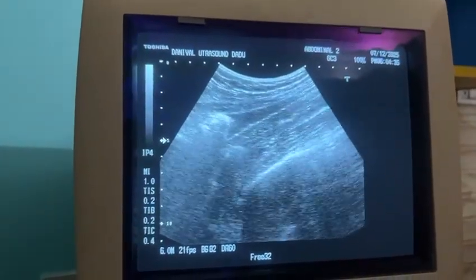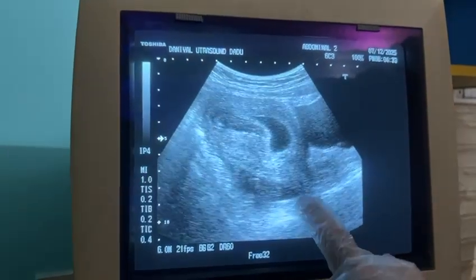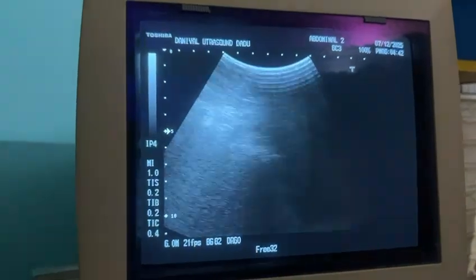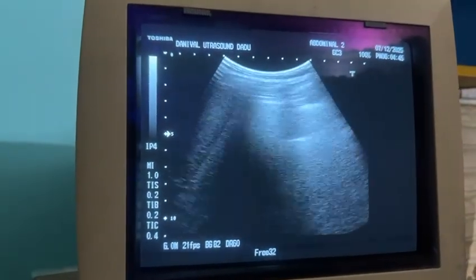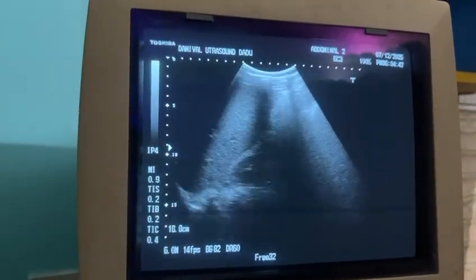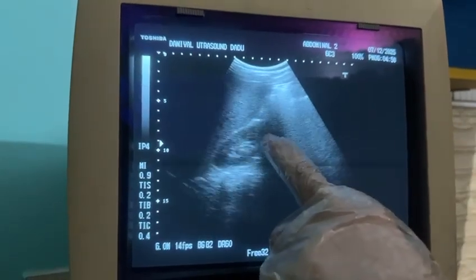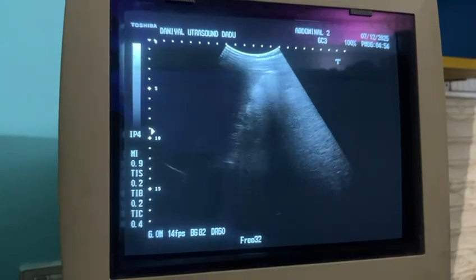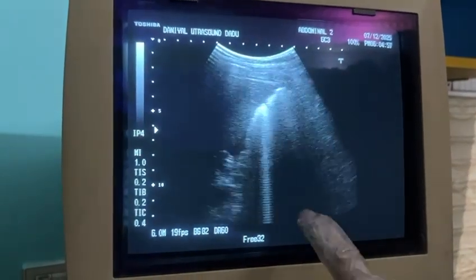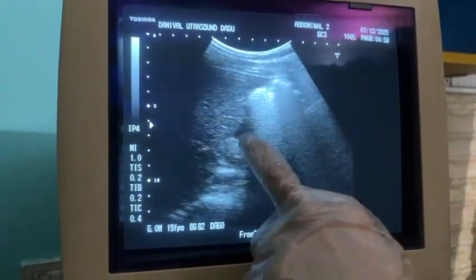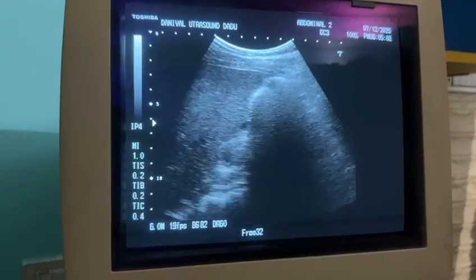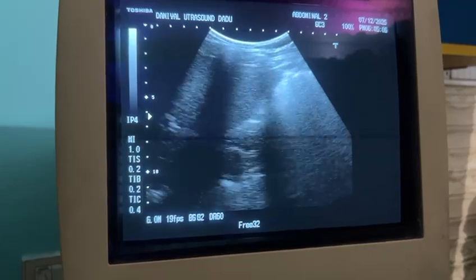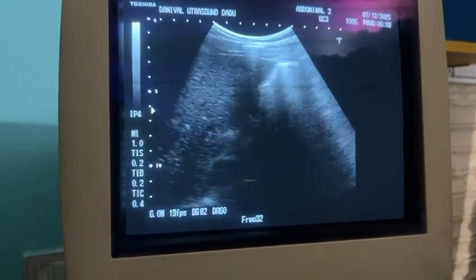Or anechoic fluid, we can say. It is also found in the pelvis here, in the posterior cul-de-sac area, in the lower abdomen, especially when it's in a copious amount. You can find it in the hepatorenal angle or in the inferior borders of the liver. So here is also fluid found. You see here, here it is. There's a thin streak of free fluid in the hepatorenal angle and near the borders of the liver.